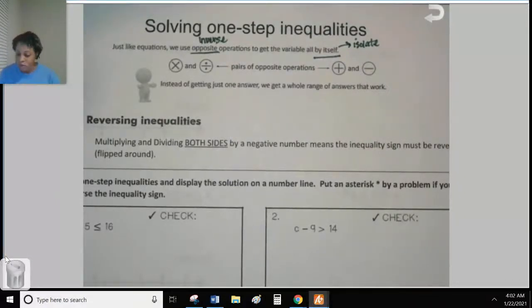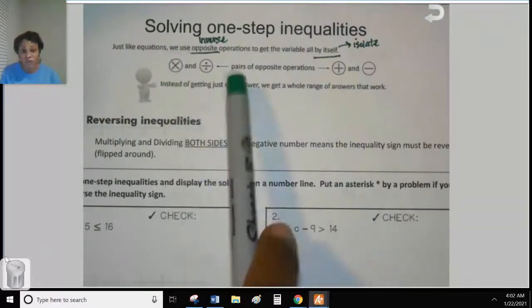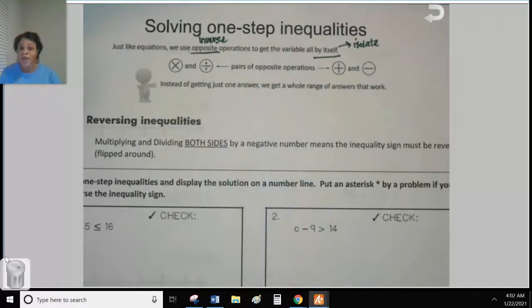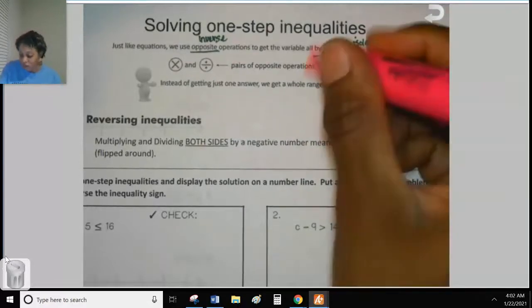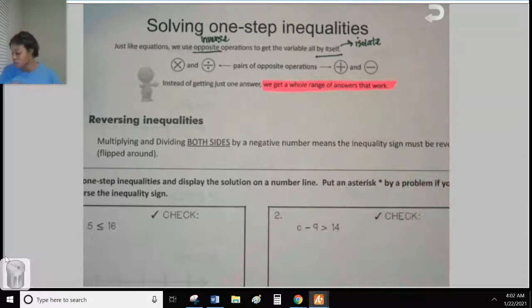variable. So they just said pairs of opposite operations: multiplication and division go together, they're a pair. And then we know that addition and subtraction go together, they're a pair. Instead of getting just one answer, we get a whole range of answers that work. So remember, we talked about that. An equation has one answer, whereas in an inequality, you have a whole solution set or set of answers or a range of answers.